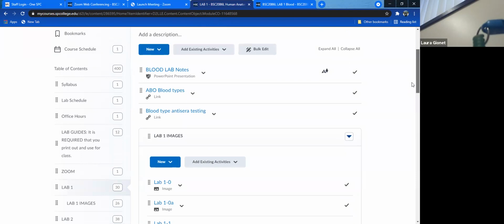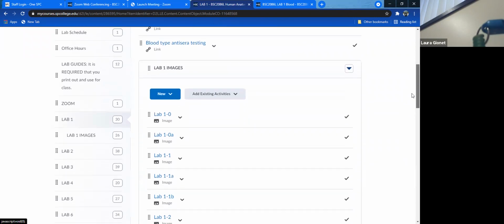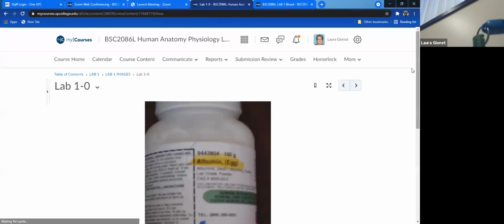I'm in lab number 1. All right, so we just went through the lab notes. There are some videos you can watch on the ABO blood types and blood type anti-sera testing. They're helpful, so you understand what's happening. Then we have these other images. Now, I may use images from my PowerPoints. I may use some of the images from here on the course page. Everything is fair game.